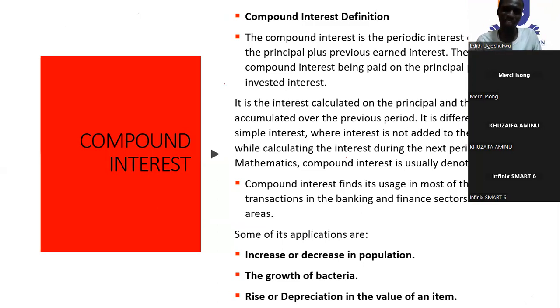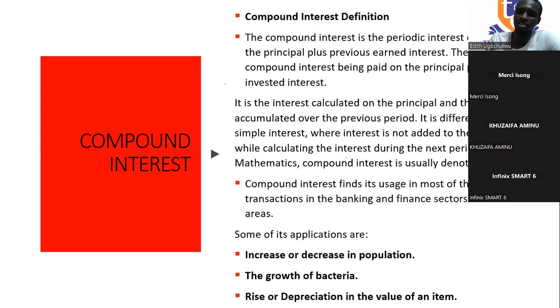Compound interest is the periodic interest earned. So you can see, just underline or take note of the word periodic. The number one thing that should come to your mind is that the interest on compound interest is earned annually, periodically. Some of the interest can be quarterly, can be monthly, can be daily, it can be weekly. But understand that the interest on compound interest is on a period basis.